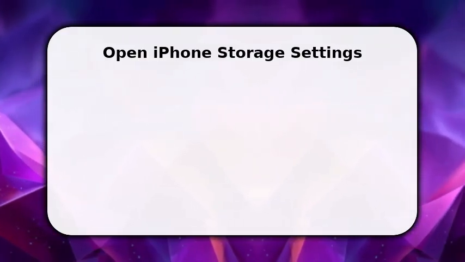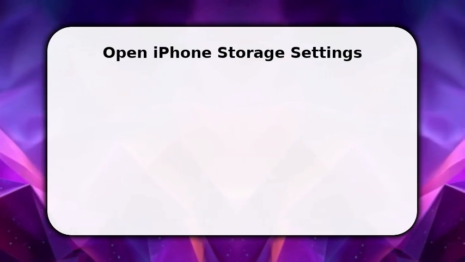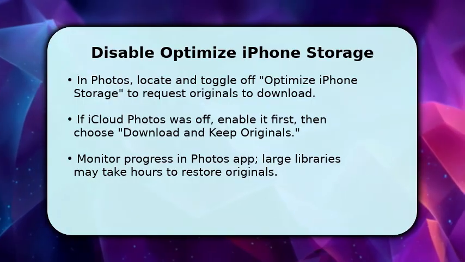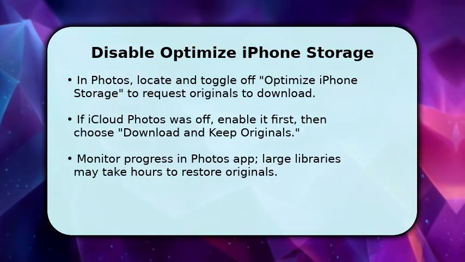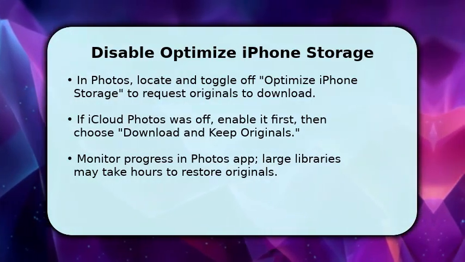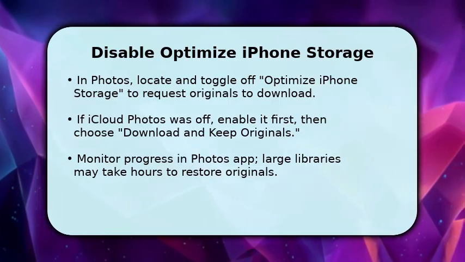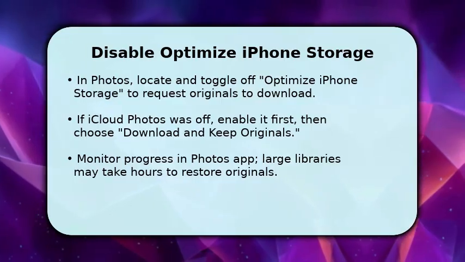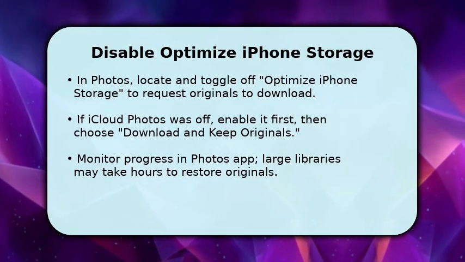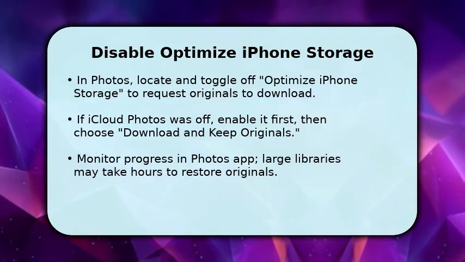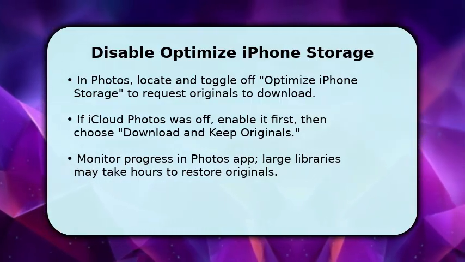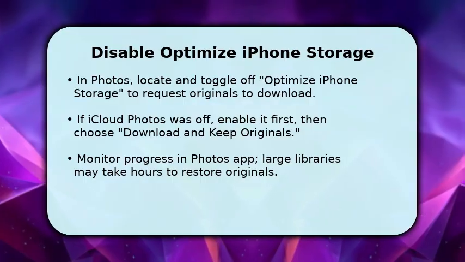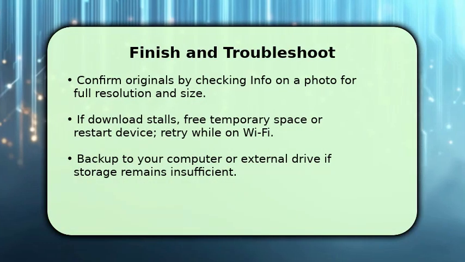Now toggle off Optimize iPhone storage and select Download and Keep Originals. This instructs the phone to replace low-res device files with full-resolution originals from iCloud. If iCloud Photos was off, enable it and then pick Download and Keep Originals so your phone pulls down every original. Keep the device plugged in and on Wi-Fi. Large libraries and slow connections are the main reasons downloads stall. Finish by verifying a few photos' info to confirm full-resolution originals are present.